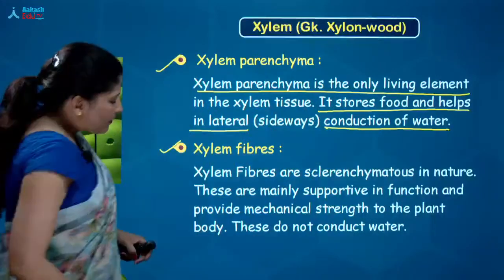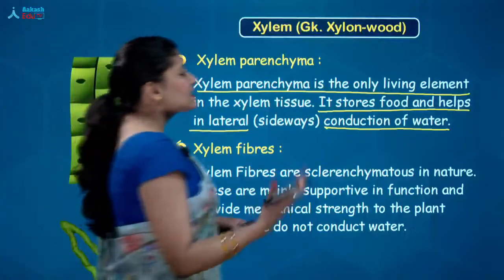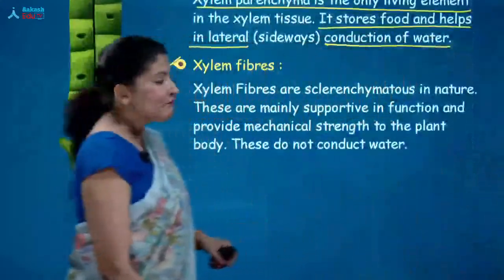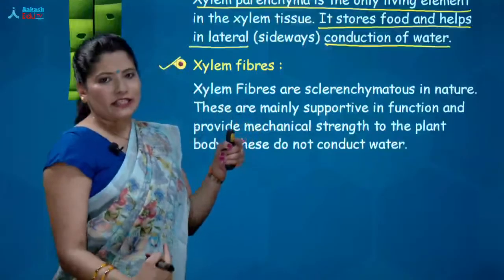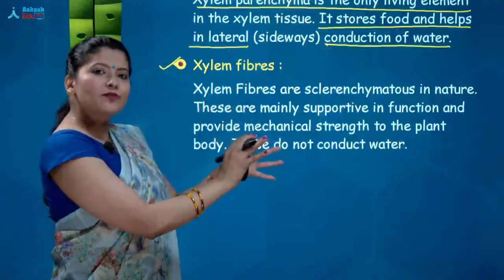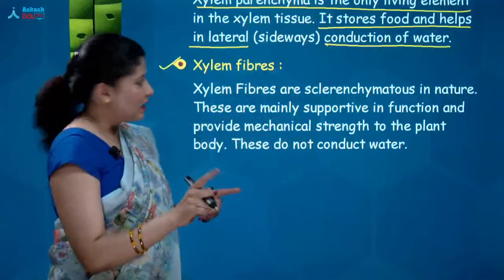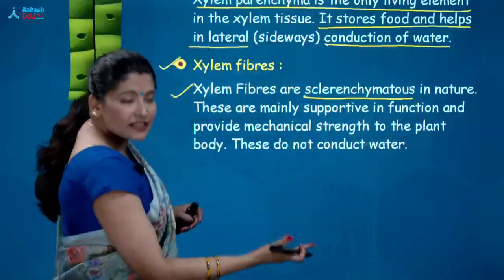Next is xylem fiber. Xylem fibers are sclerenchymatous in nature. So how will they be? Sclerenchymatous nature means it is dead. See, now you can see how all our points are connected. You should understand one term, and next time if the same point is repeated there, now you can interconnect. So xylem fibers are sclerenchymatous, which means they are dead cells.